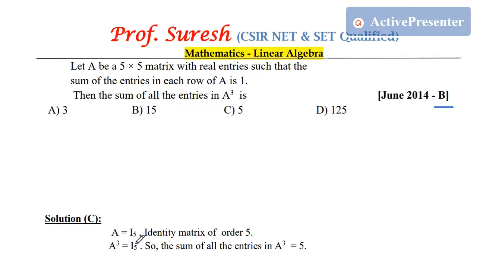Take A equal to I5, the identity matrix of order 5. Then A square will be I, and A cube is also I5. So the sum of all the entries in A cube equals 5, because it is a 5 cross 5 matrix. The diagonal alone contains five ones, and all the remaining places will be 0. So the sum of all the entries equals 5. So the answer is option C.